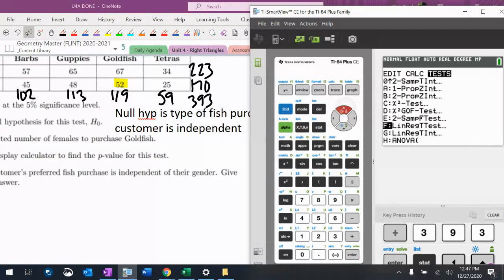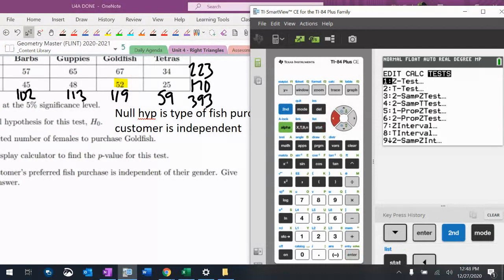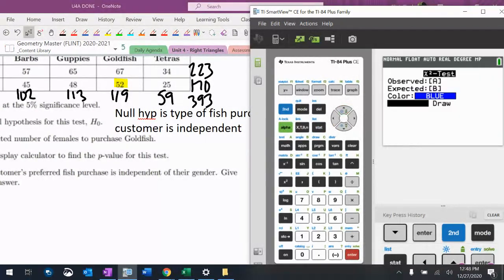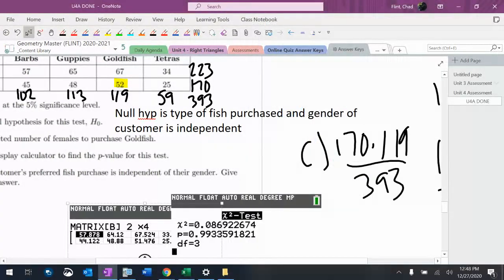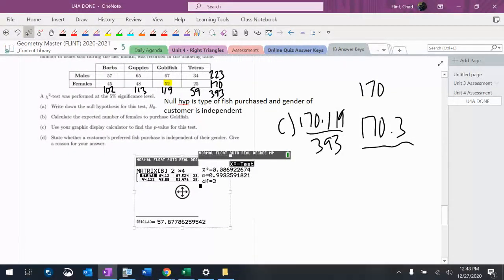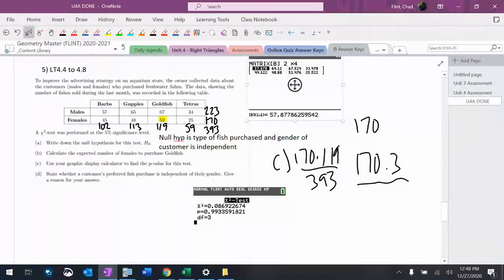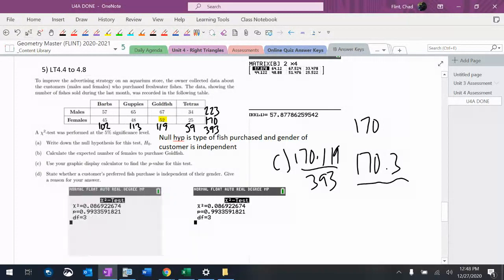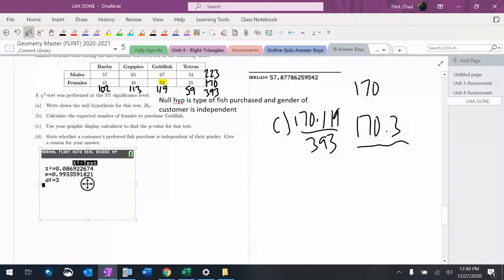Stat, test, go up to C. That's not the right one. Stat, test, up to C. We're going to calculate that, drag and drop it over there. So I have a tiny, minuscule chi-squared value, which means that this is going to be definitely independent. So there's my values.